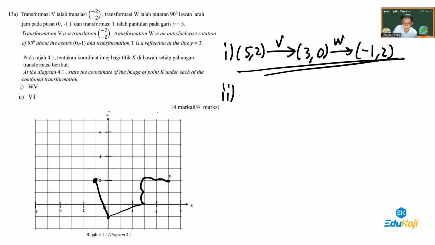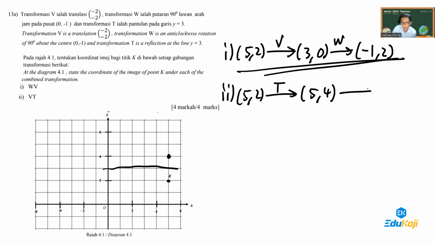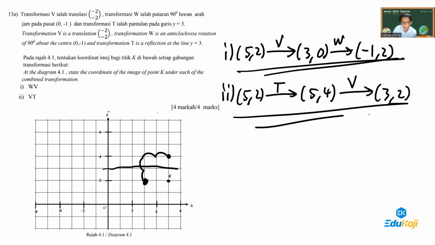Second one, start from 5, 2 again, goes through T first. T is reflection on line y equals 3. Y equals 3 will be here, flip over the line here, end up 5, 4. Then it goes through V. V again is just translation, -2, -2. Then it ends up here, 3, 2. Yeah, that's it.